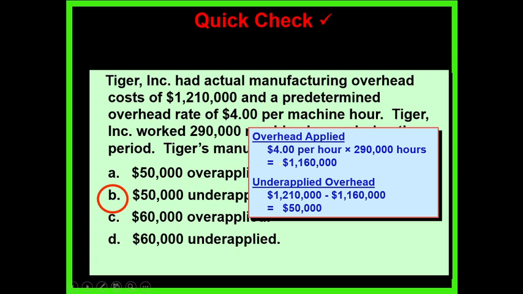Kulang po tayo ng 50,000. So, kung kulang ng 50,000 yung applied, this means that your actual is greater. Mas malaki naman yung nakadebit. So, to close that, kailangan siyang i-credit. Okay? Kunyari, nasundan nyo yun. Feel free to rewind the video, no? Para mabalik-balikan nyo at masundan.